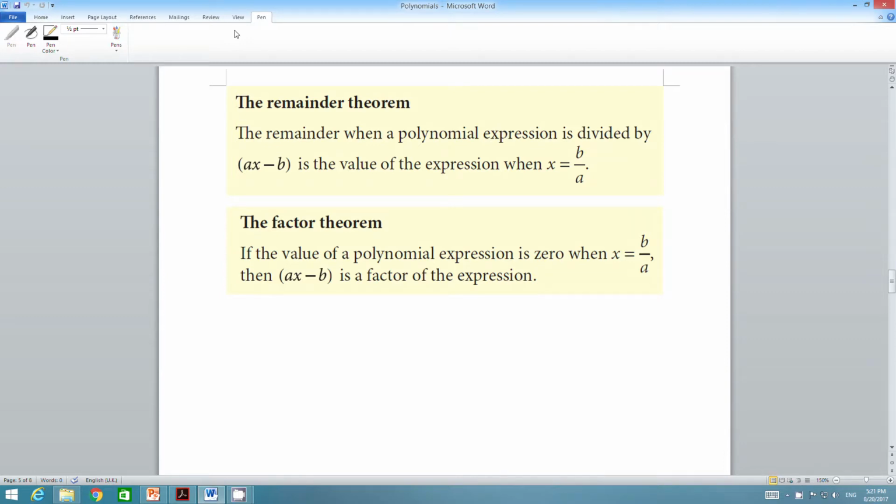Good afternoon. Let's take a look at the factor and remainder theorem. The remainder theorem states that the remainder when a polynomial expression is divided by ax minus b is the value of the expression when x is equal to b over a.